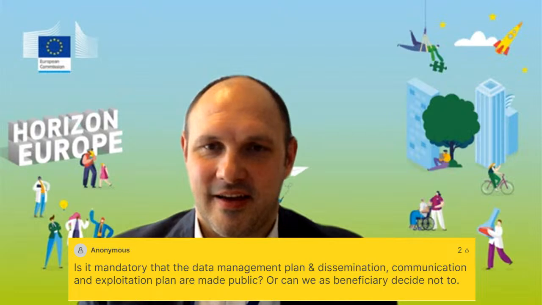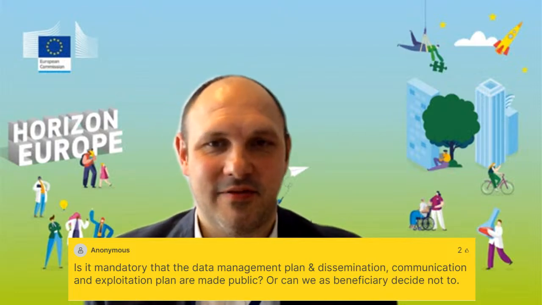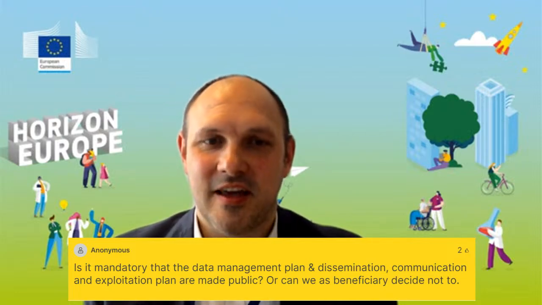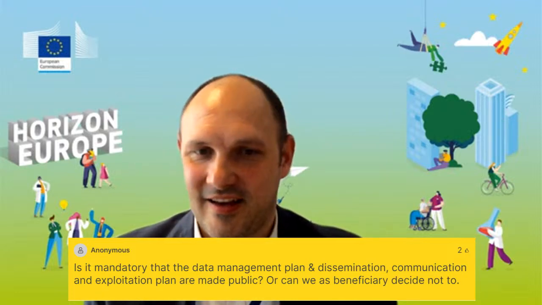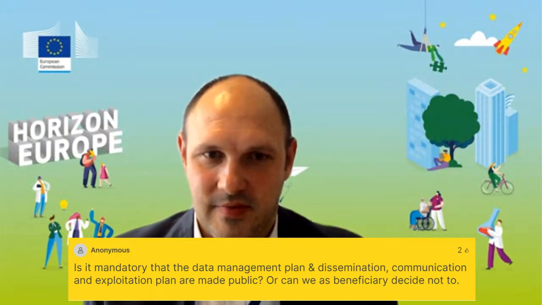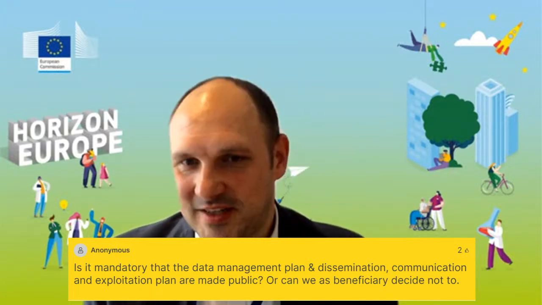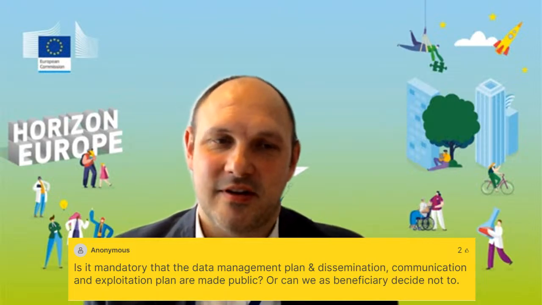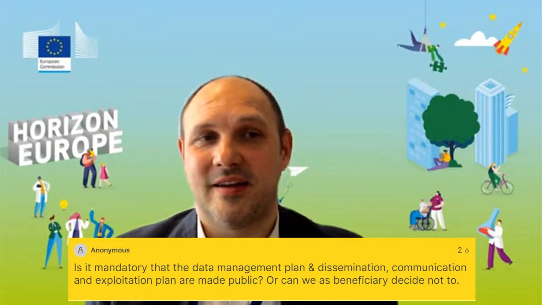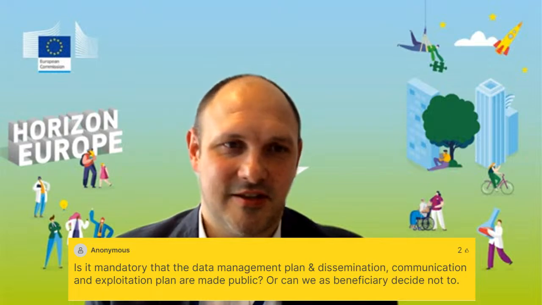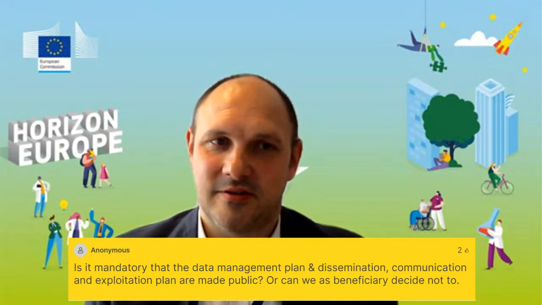And for Horizon Europe, a dissemination plan must be provided to the granting authority for monitoring and evaluation purposes that should include, among others, the objectives, key messages, communication channels, social media, and planned budget. However, there is no specific obligation to make it public. So it's up to the beneficiary whether they want to make their communication and exploitation plan public or not. So, yes.